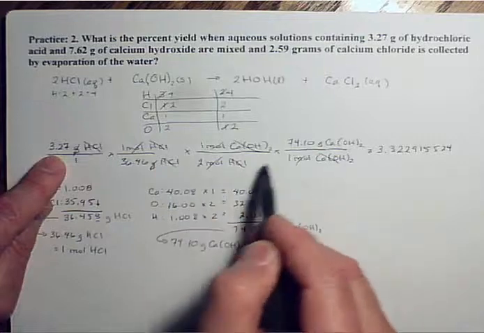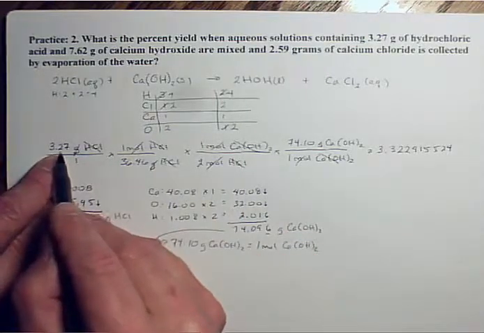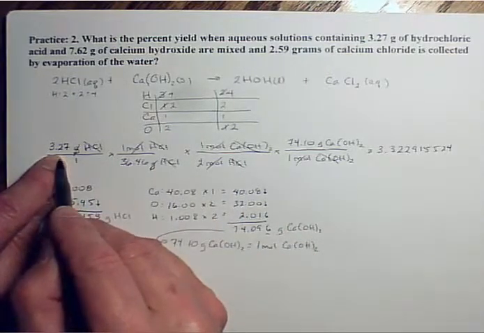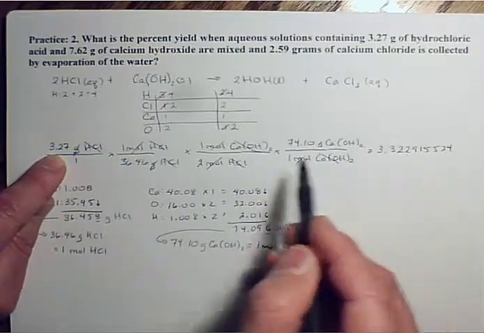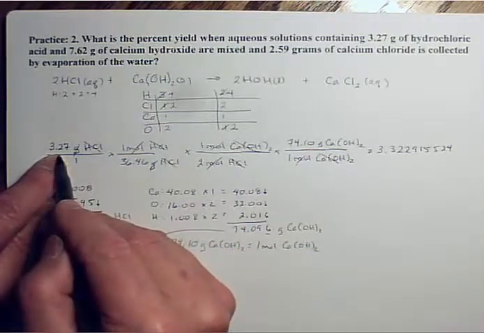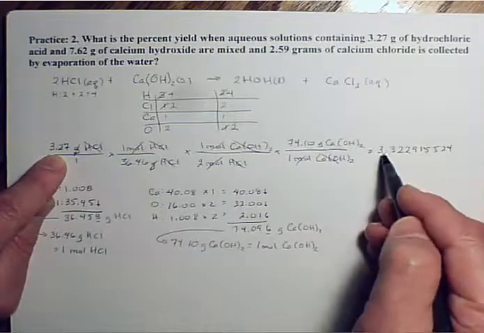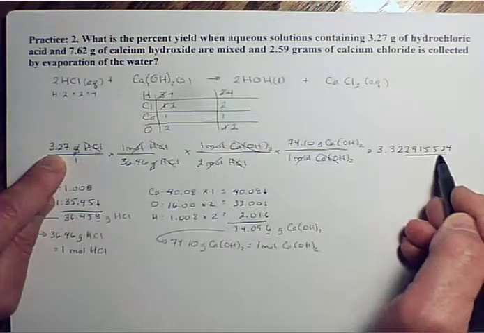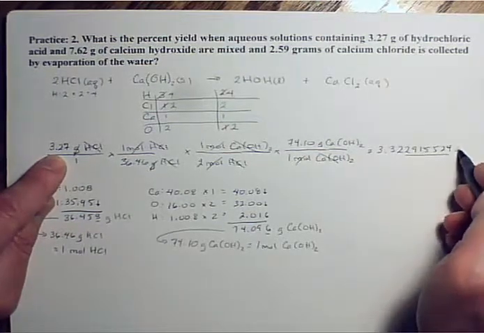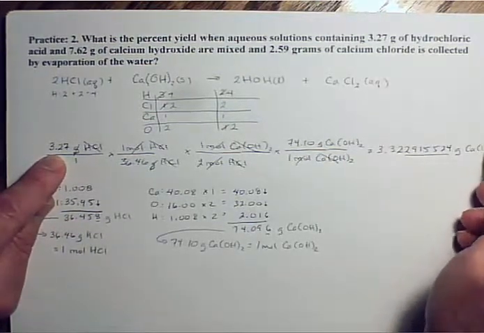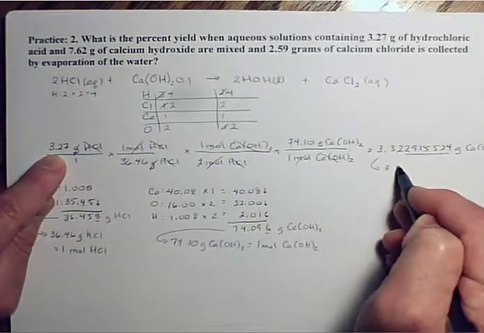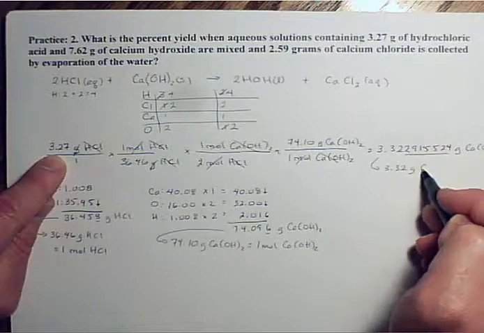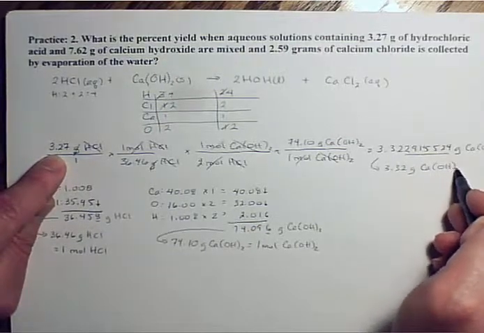But of all this measured and the two calculated numbers, the one with the least digits is this first one. And we want to have our final answer have the same number of digits as the part of the problem that has the least digits. So we want 3 digits in this answer. 1, 2, 3. Underline everything else to show those are insignificant. This is grams of calcium hydroxide, and we're going to round that off to 3.32 grams of calcium hydroxide.